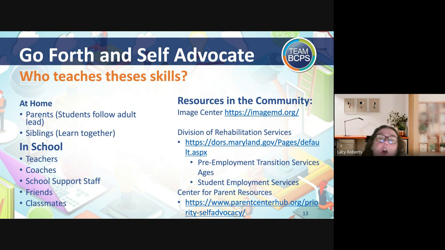So we're all responsible for teaching these skills, right? You can utilize younger siblings, older siblings, coaches, school support staff, friends, classmates. Our concern with self-advocacy, especially for students that we service, is that sometimes they end up relying on their friends and classmates who also have not had much practice in self-advocacy. And it turns out maybe not as positive as it would be if an adult had directly and explicitly taught some of these items. So just keep that in mind.